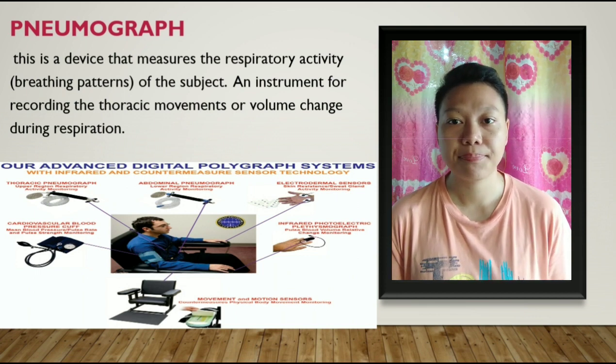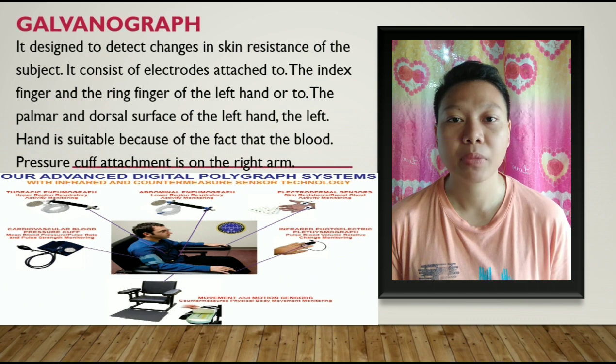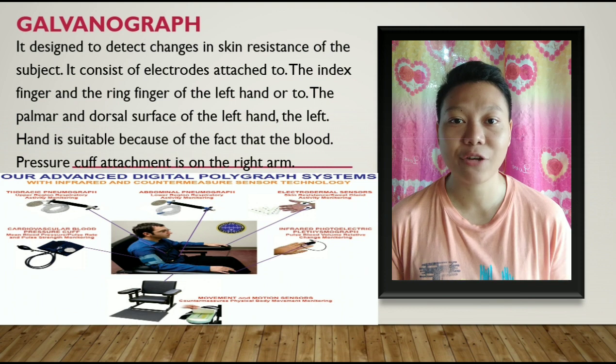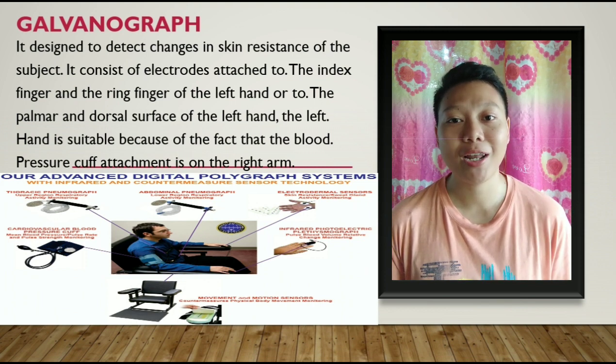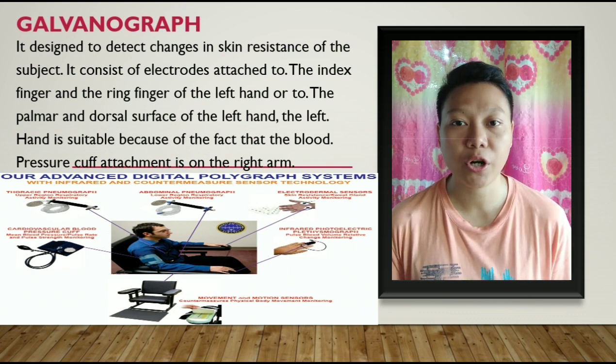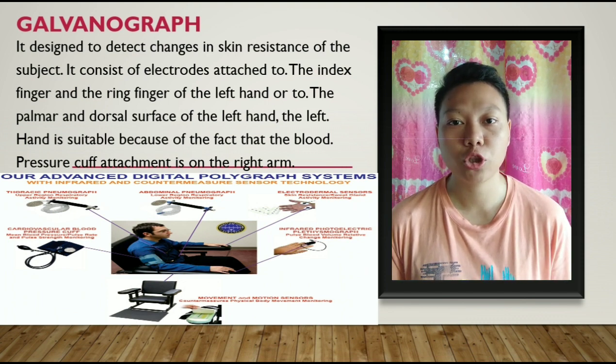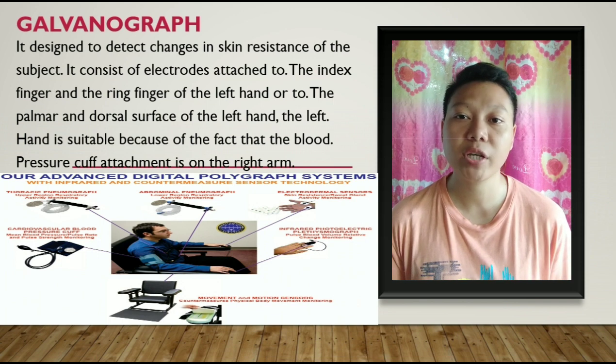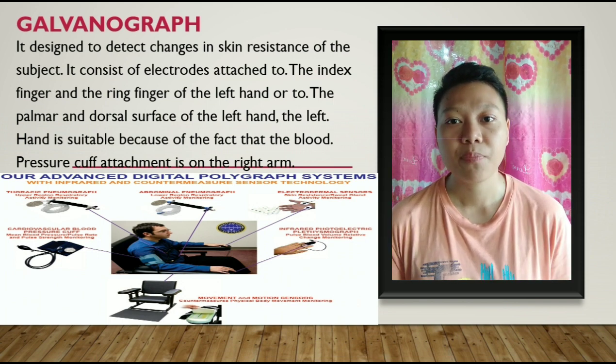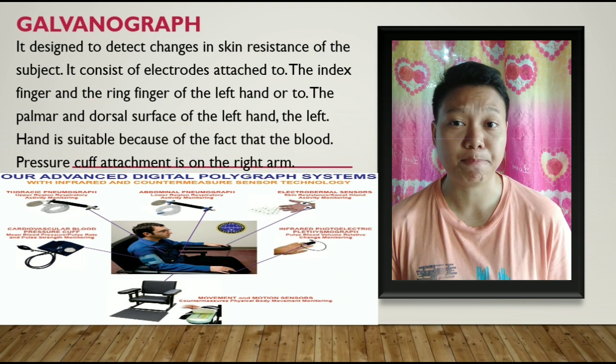And next is galvanograph. It is designed to detect changes in skin resistance of the subject. It consists of electrodes attached to the index finger and the ring finger of the left hand, the palmar and dorsal surface of the left hand. The left is suitable because the blood pressure cuff is attached on the right arm.